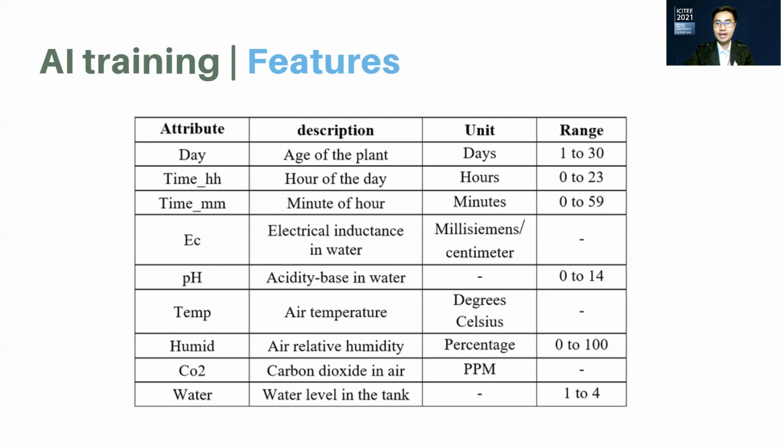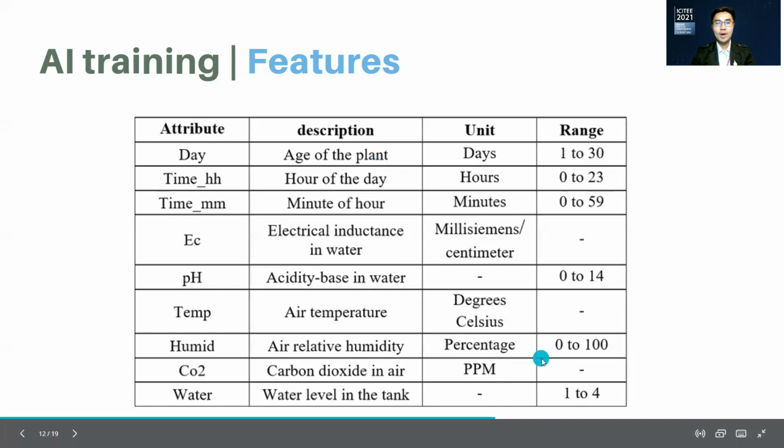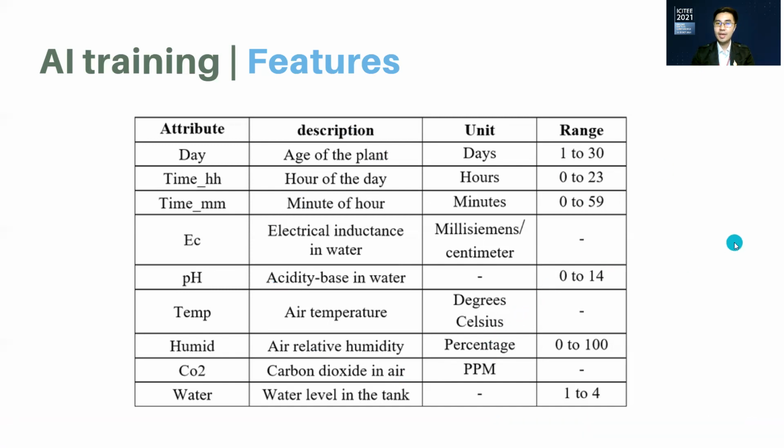The next one is humidity, or air relative humidity in percent, and the next one is carbon dioxide in the air, and the last one is the water level in the tank. All these features we collect in a CSV file and upload to the server every 5 seconds, one record at a time.